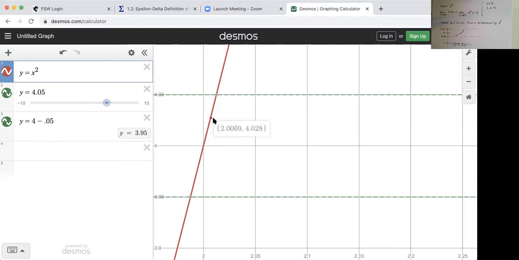How about on the low end? If I go below, is 1.99 good? Yeah, it looks like it is. So it looks like 1.99 is within the ribbon, and it looks like 2.01 is within the ribbon. So a delta that will work here would be 0.01: 2 minus 0.01, 1.99, and 2 plus 0.01, 2.01.